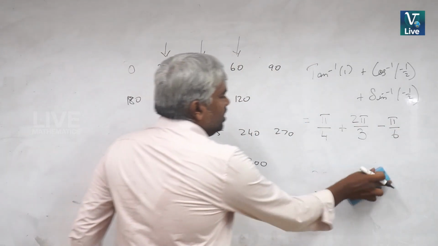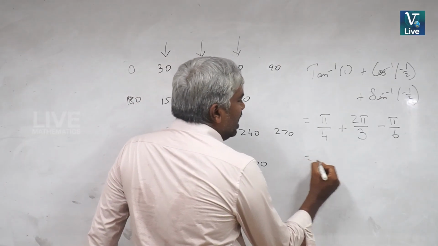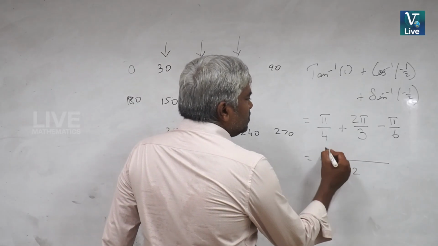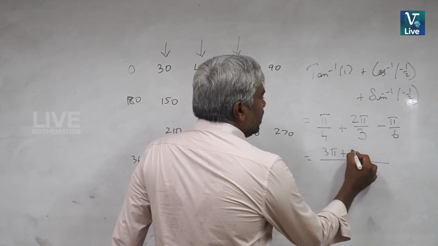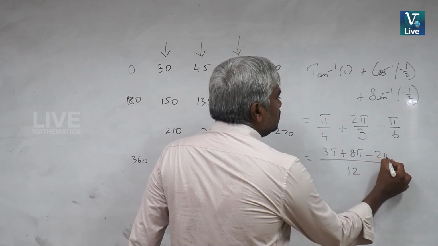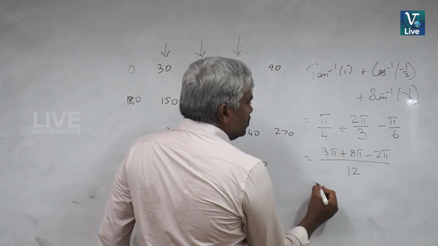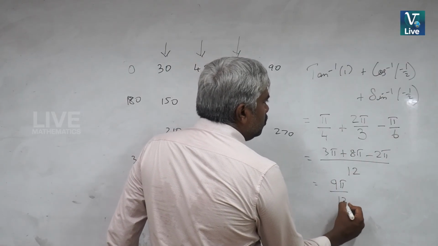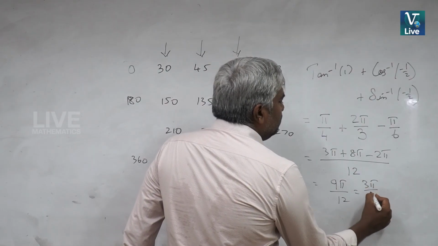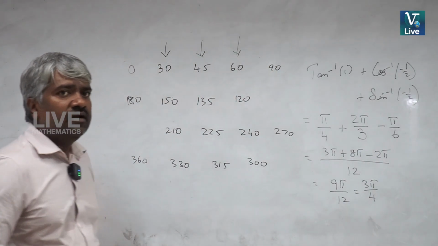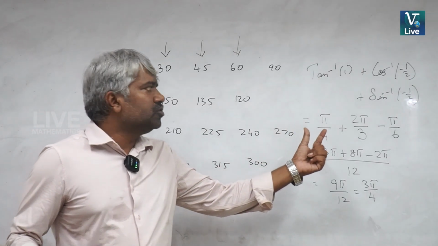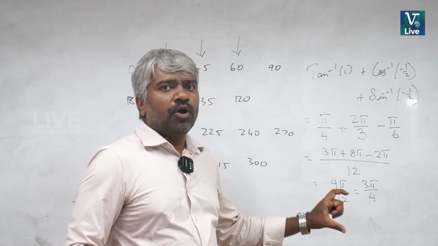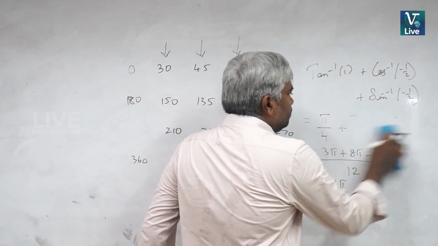Right? Now, when it is minus pi by 6, you can find the LCM of this. So the LCM is 12: 3 pi, 8 pi minus 2 pi, right? So which will be 3 plus 8, 11 minus 2 is 9 pi by 12, which is 3 pi by 4, right? This is the way you solve this problem with the help of the table that we have solved. Now I'll solve the same problem in a different way, right?